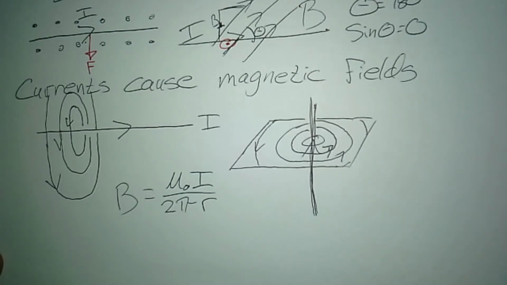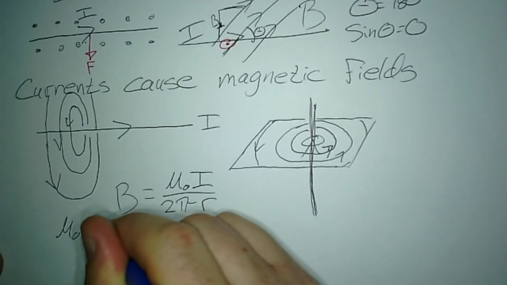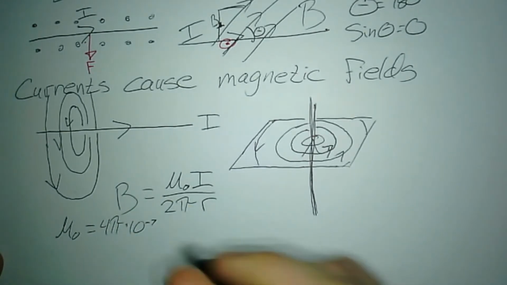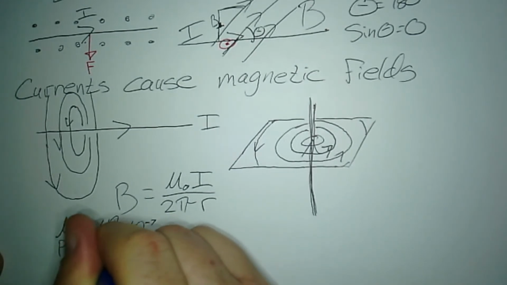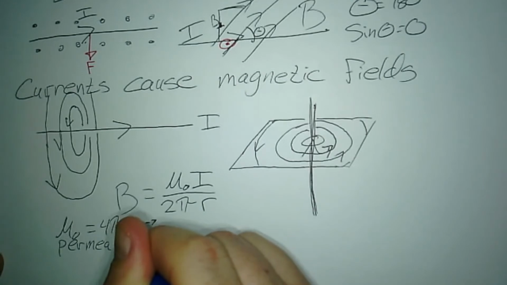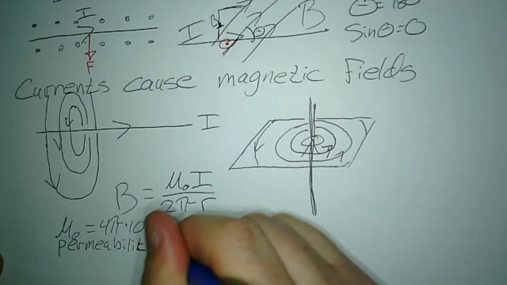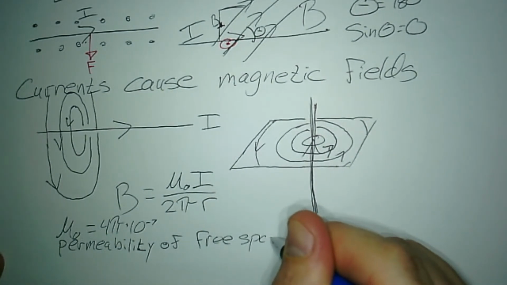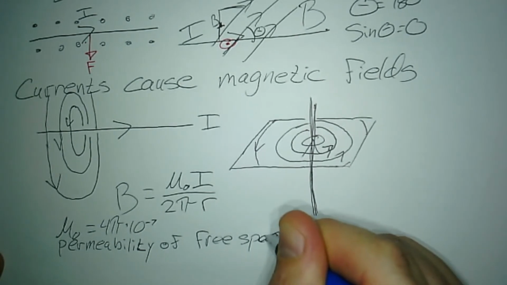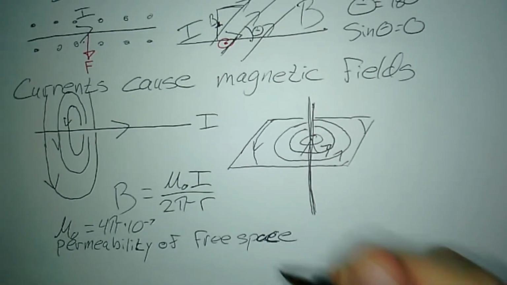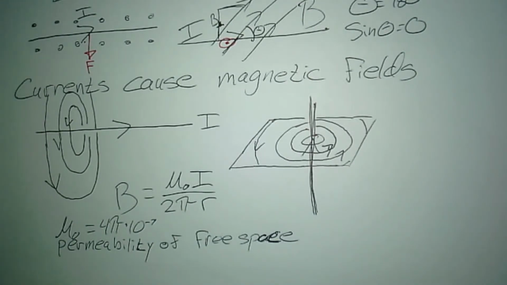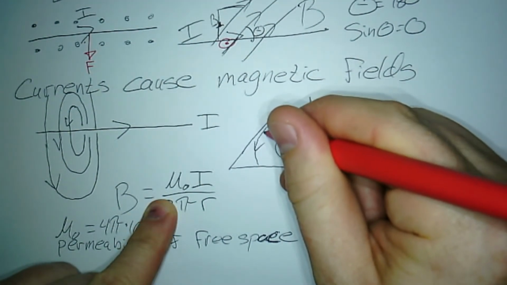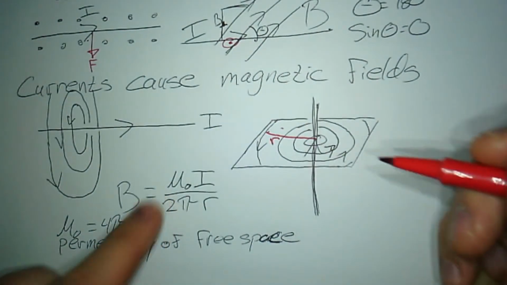So B is magnetic field, I is current. You guys should know that. Mu naught is equal to 4 pi times 10 to the negative 7, and it is the permeability of free space, or vacuum permeability, some people call it. You know what I mean? And then R is the distance from the wire. So on this diagram, if I say I'm out here, wanting the magnetic field strength there, that's my R.